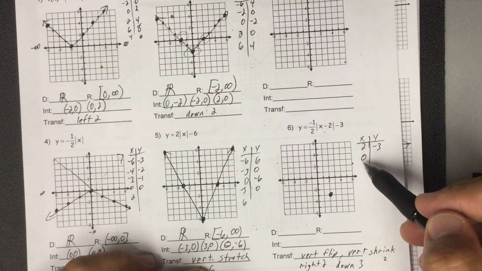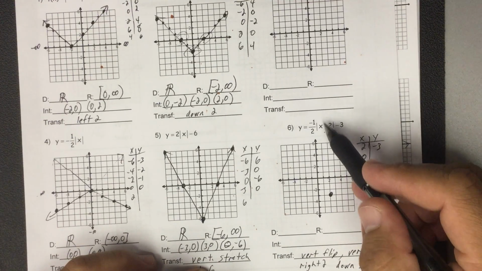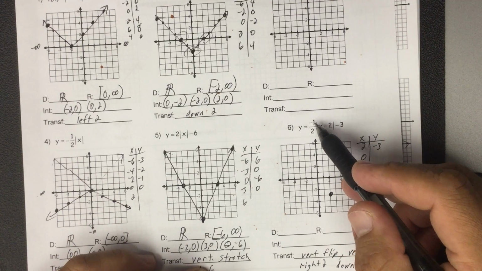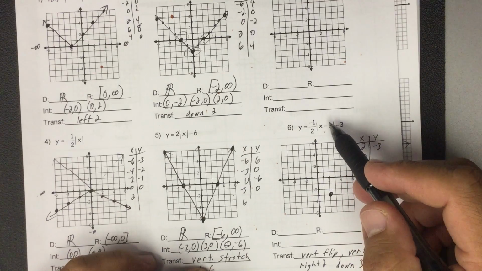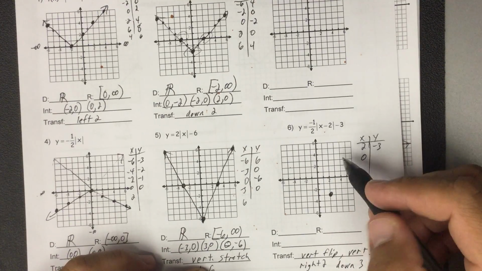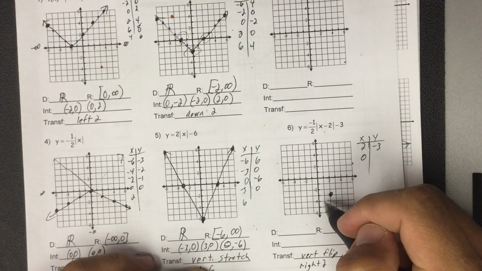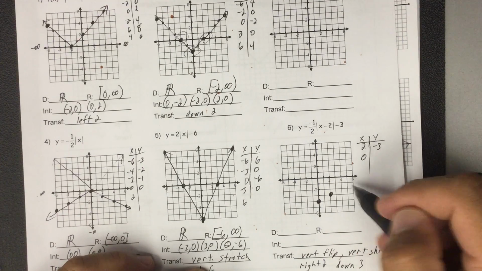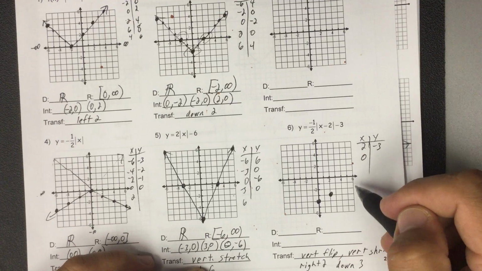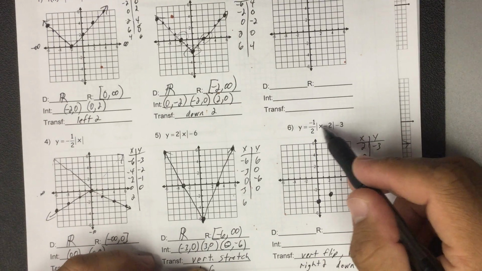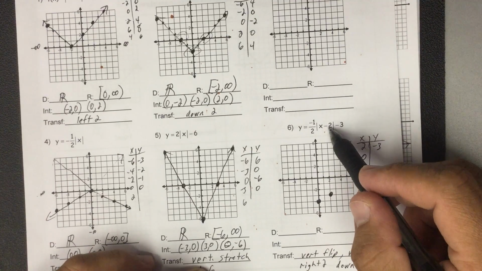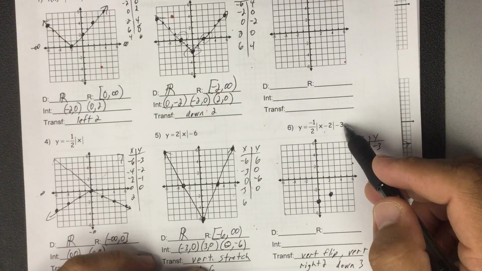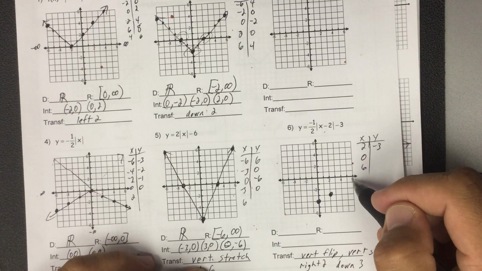So if I put 0 in there, that's a negative 2, but the absolute value makes it positive. So positive 2 times negative 1/2 becomes negative 1. And then minus 3 is negative 4. Okay, and then try a number that's further out here, like 6. 6 minus 2 is 4. 4 times negative 1/2 is negative 2. Negative 2 minus 3 is negative 5.